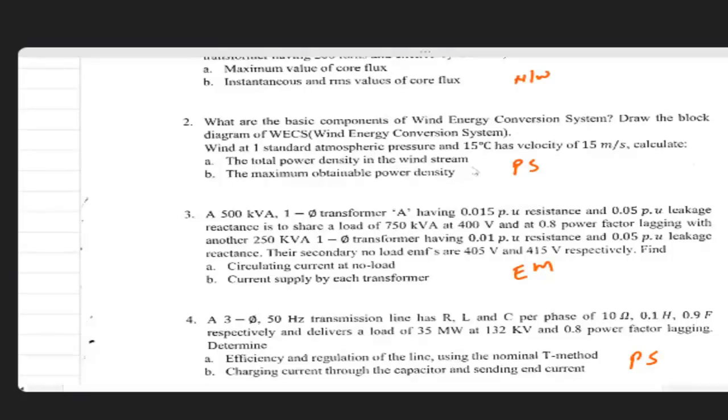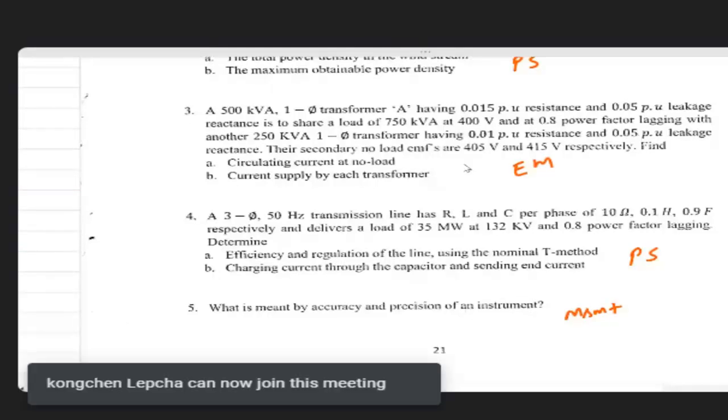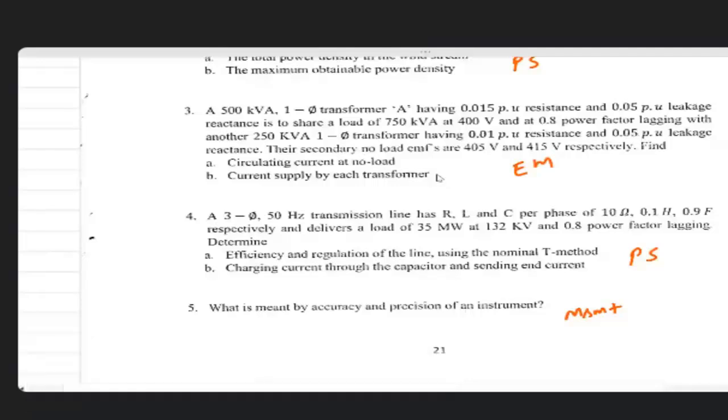Okay, these are electrical machine questions. Circulating current at no load, current supplied by each transformer. Okay, 5 kVA, 500 kVA single phase transformer A. So we used to solve this type of questions. Okay, as I am a teacher, I have taught in college for the last 10 years. So my second year students can solve this type of electrical machines transformer question in very few minutes.